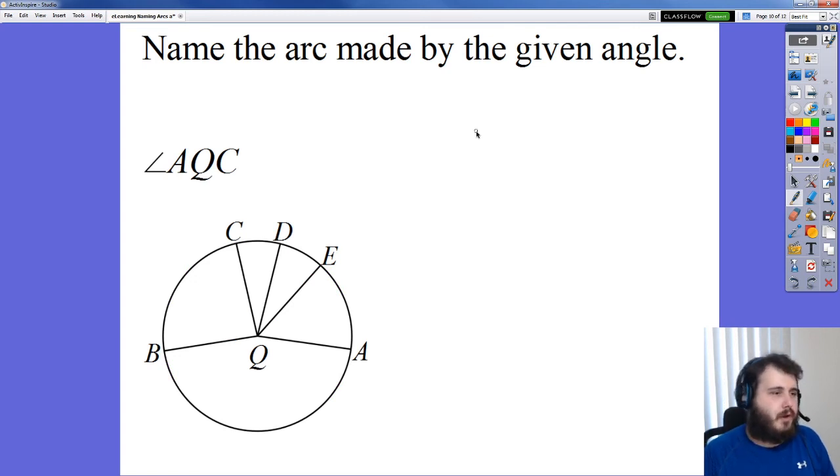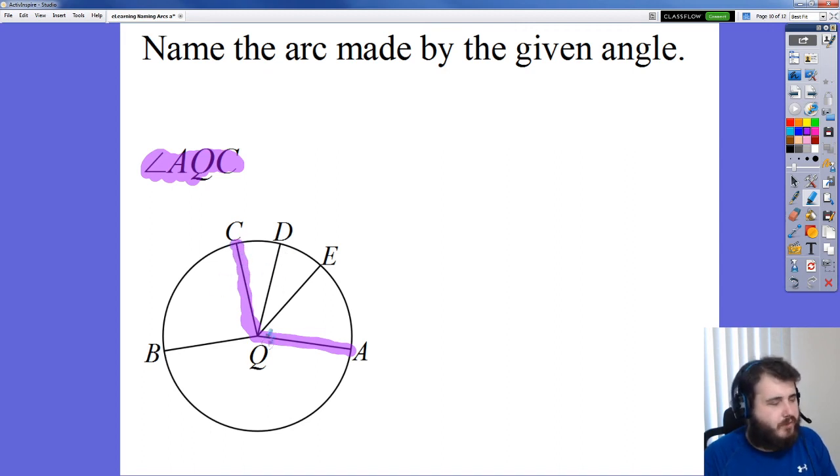So now let's talk about a minor arc. The way that my program says name the arc given by the angle, and since it's not talking about a major arc, then we know that we're talking about a minor arc. But they're talking about naming the arc made by the given angle AQC. So let's go ahead and do that. AQC, that's the angle we're working with. Go from A to Q to C.